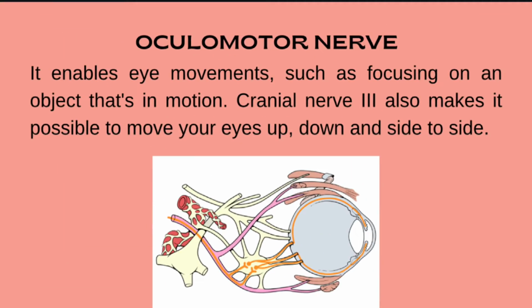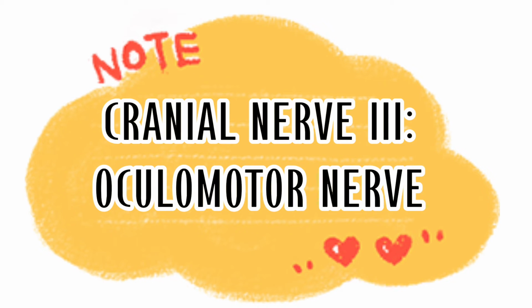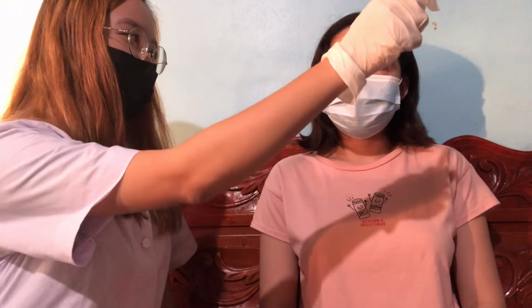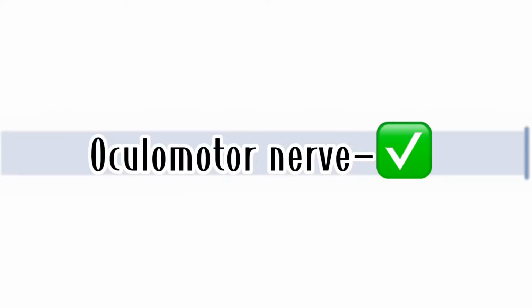The third cranial nerve that we will be assessing is the oculomotor nerve. It enables eye movements such as focusing on an object that's in motion. Cranial nerve 3 also makes it possible to move your eyes up and down and side to side. Okay, Justine, keep your head still and follow this object without moving your head. She did well, so her oculomotor nerve is intact.